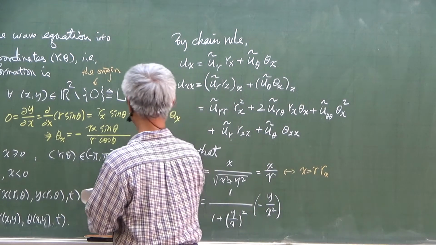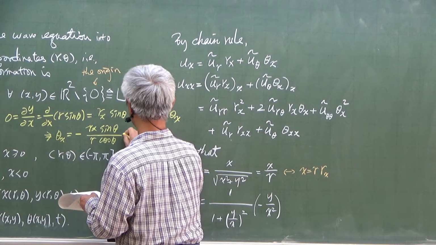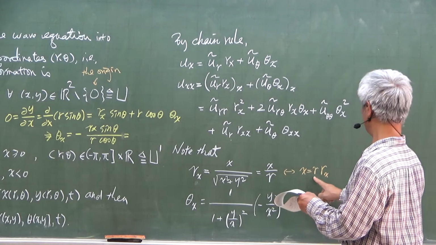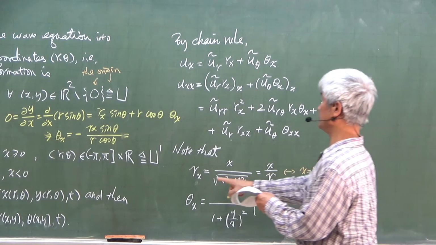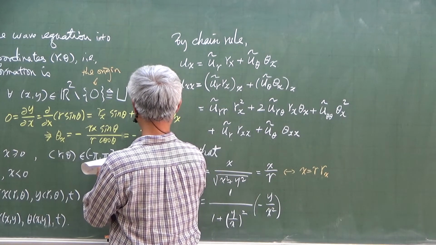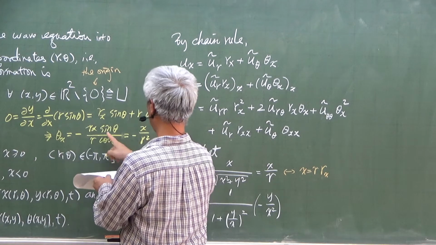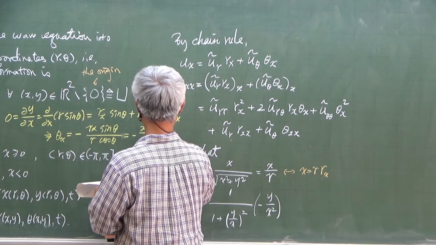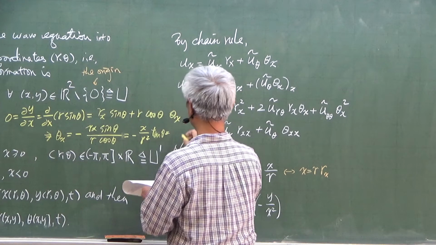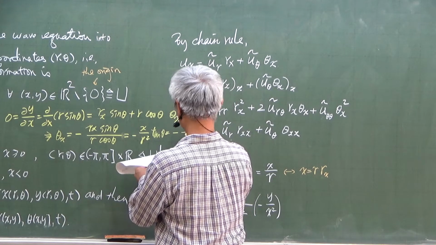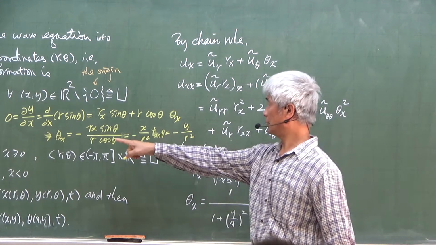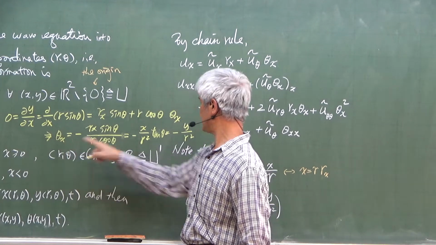Okay, and so we know r x is equal to x divided by r, right? So we have x divided by r squared, and this is tangent theta. But tangent theta is equal to y divided by x, so this becomes minus y over r squared. Okay, so immediately you can find the partial derivative of theta with respect to x is minus y over r squared.